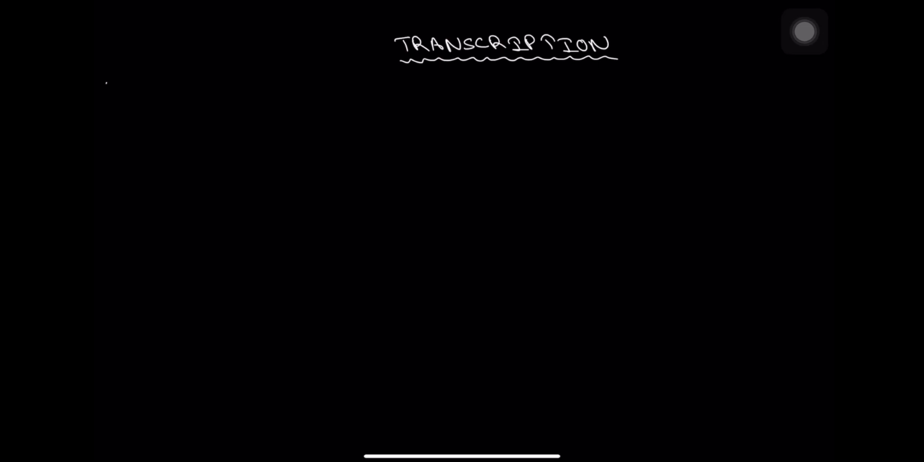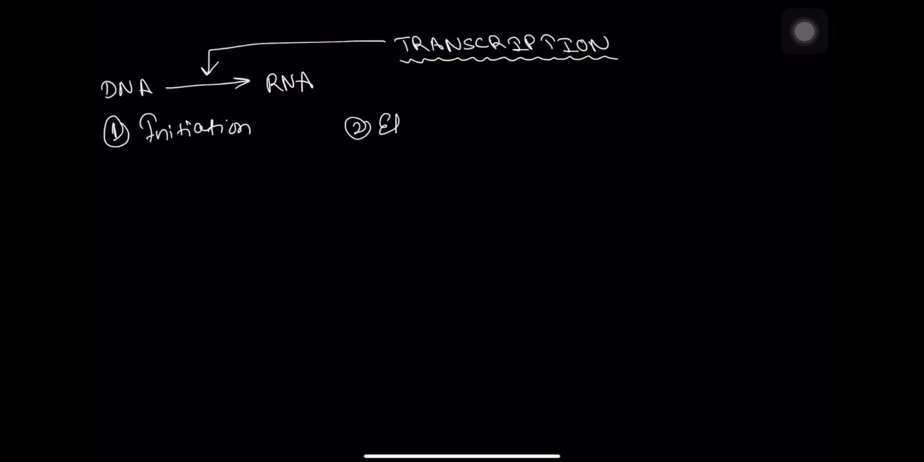So transcription is the process where RNA is synthesized from DNA. It involves mainly three steps. First one is initiation, second one is elongation, and third one is termination. Some steps are different in the case of prokaryotic and eukaryotic cells. We will discuss this also.